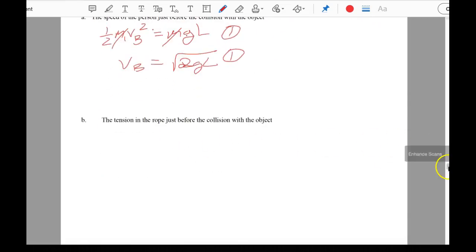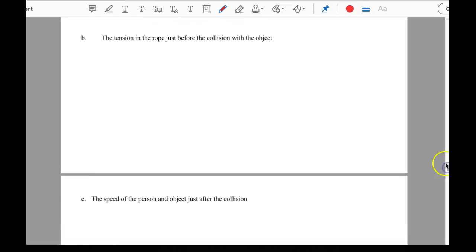Next, the tension in the rope just before the collision with the object. We've kind of done this before in the last problem. So we have to remember that there are two forces acting on the person. We have the tension and we have gravity. We also know that this is going in a circle. So remember, for this one, a is equal to v squared over r, which is really v squared over the length of that rope.